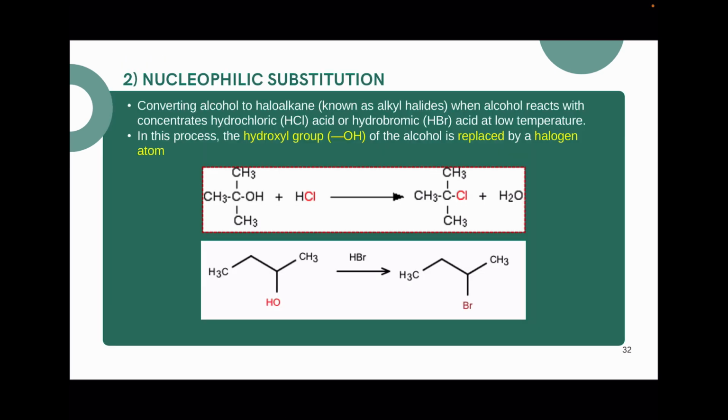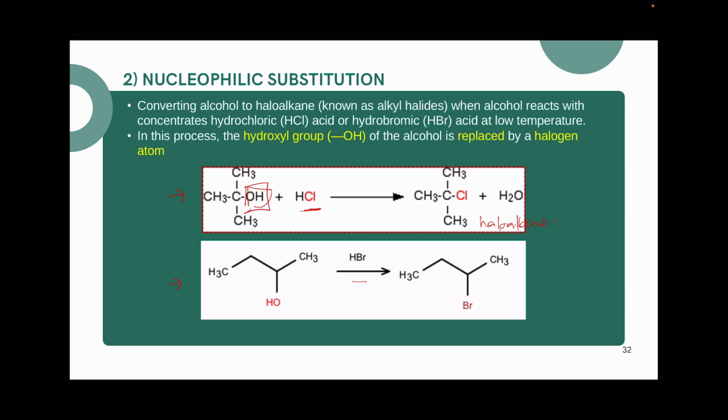Next is the nucleophilic substitution reaction. In this reaction, alcohol reacts with either hydrochloric acid or hydrobromic acid. In this reaction, the hydroxyl group will be replaced by halogen. So which means, if you can see from the first example, OH will be replaced by the chlorine atom. So then you will get the haloalkane compound.